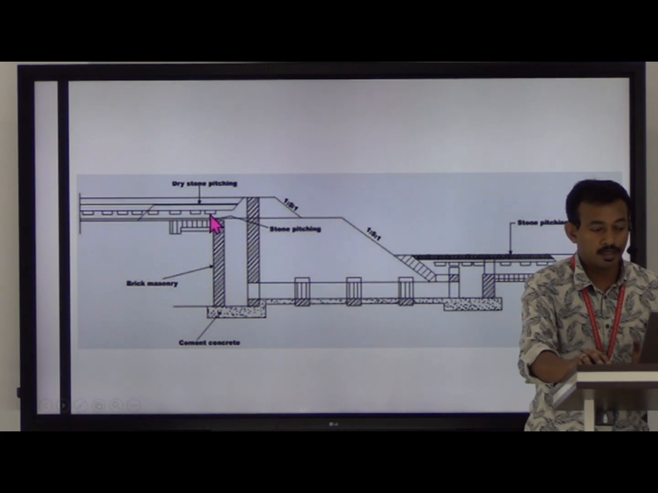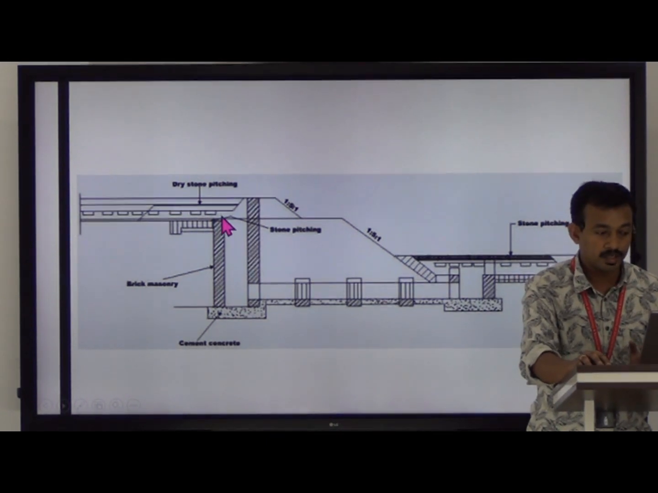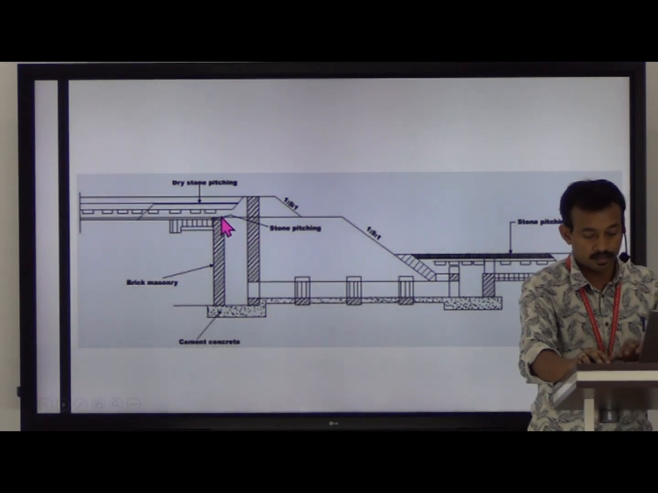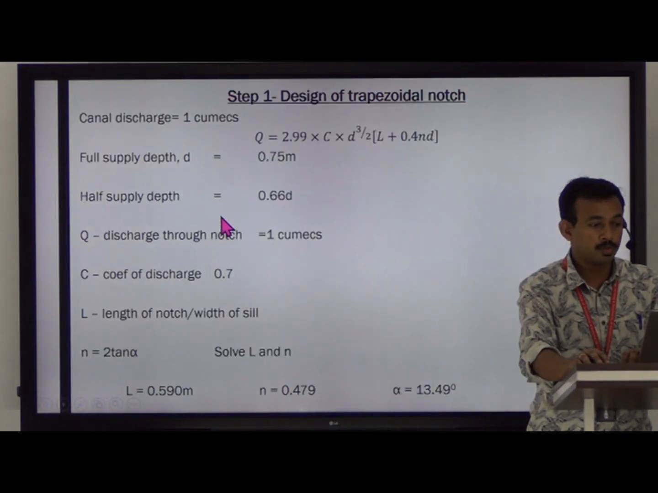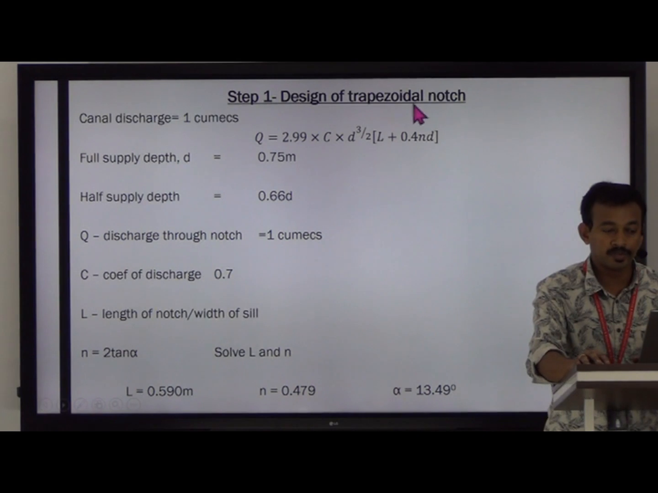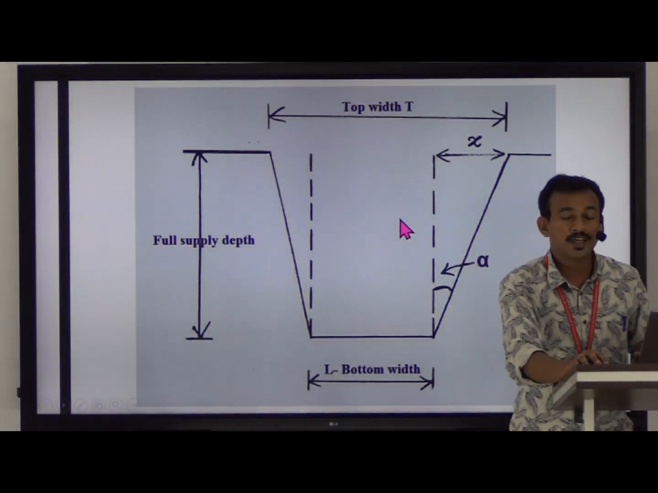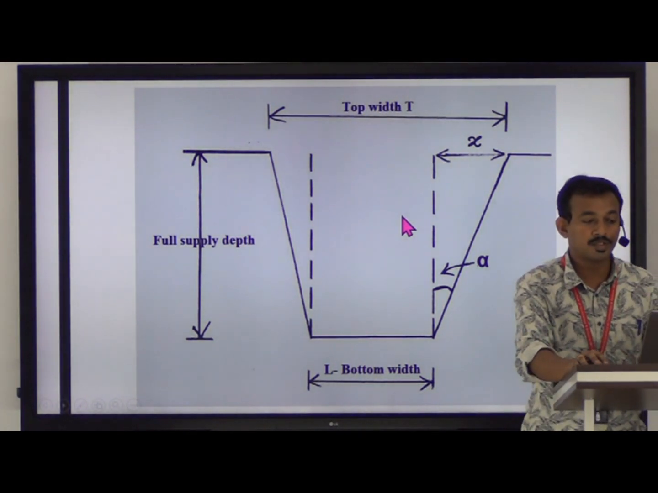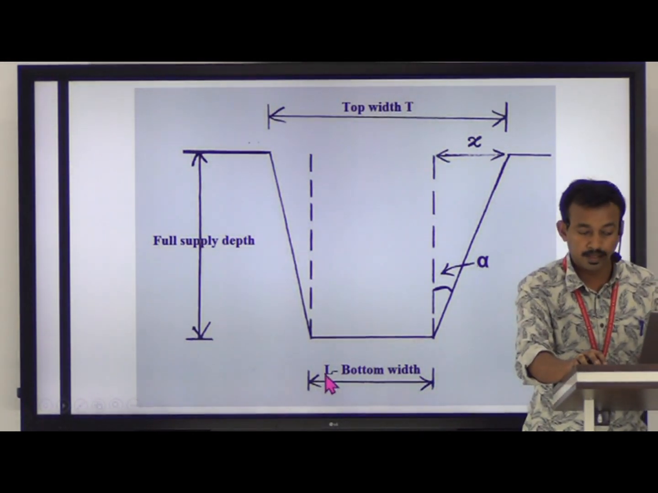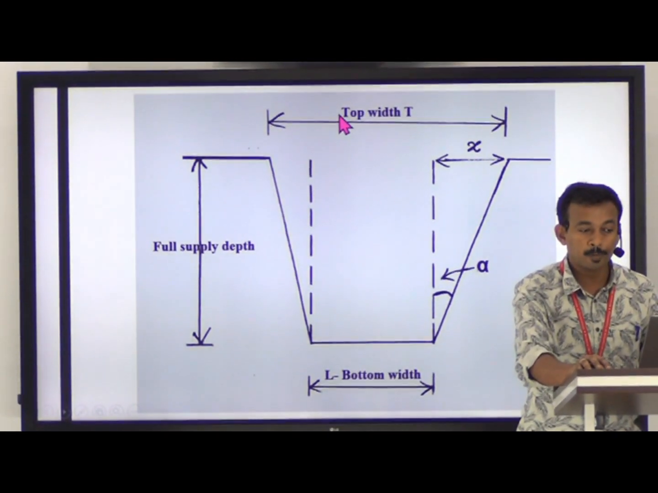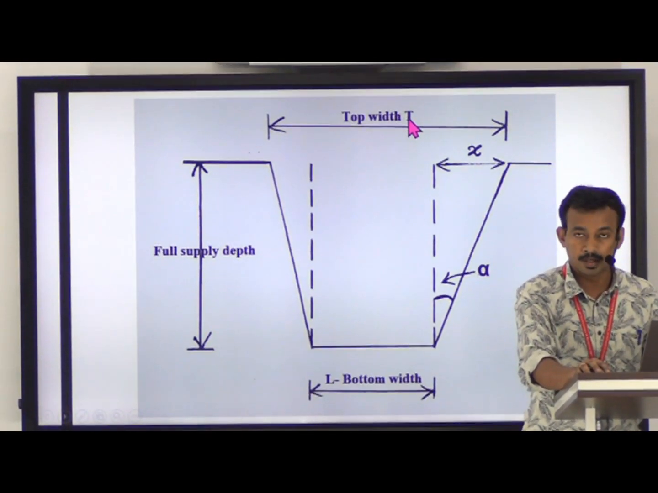You can see the trapezoidal shape only in this particular view. That is why you can't see the trapezoidal notch from this direction, but understand that it is placed here. Now coming to the design of the trapezoidal notch, these are the specifications of the trapezoidal notch that we are providing. It has a bottom width, denoted by L, and its top width is denoted by the capital letter T.